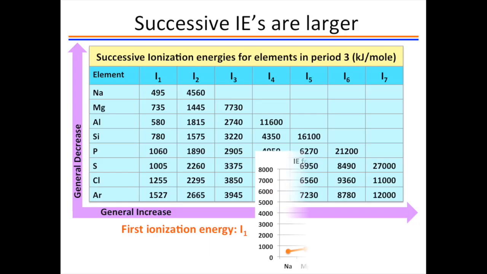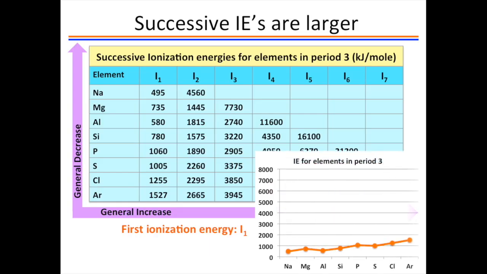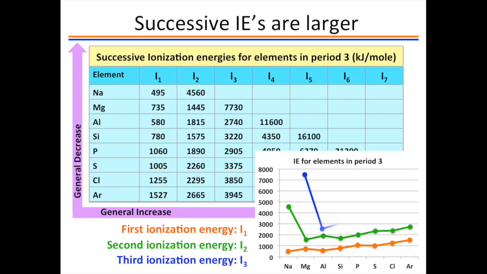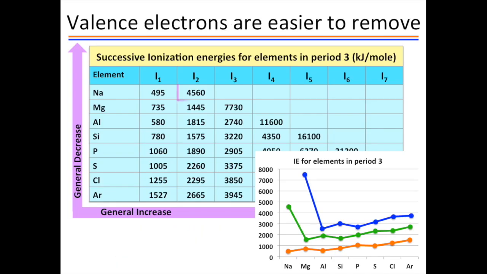To observe trends in ionization energy, let's plot the first ionization energy, that is I1, as a function of atomic number. We can do the same for the second ionization energy, and even the third ionization energy. Notice the large ionization energy in the I2 and I3 lines. To understand this, let's focus on the pink line. There is a big jump between I1 and I2 of sodium, and between I2 and I3 of magnesium.